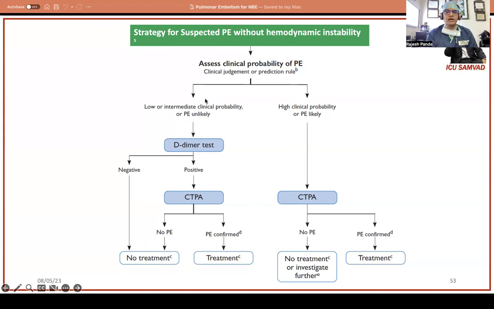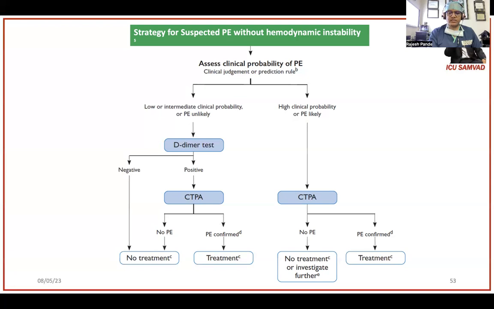But if the clinical judgment probability is less than or equal to 15%, or the scores are low, that means low or intermediate clinical probability, or PE unlikely, then we go for a D-dimer test. So here is the role of D-dimer. If D-dimer is negative, that rules out pulmonary embolism, no treatment is required. However, when the D-dimer comes positive, then again we have to go for CTPA. And if CTPA confirms the filling defect, then pulmonary embolism is confirmed. The patient should be treated. If CTPA is normal, then obviously it is not a case of PE and no further treatment is required. Look for other issues.